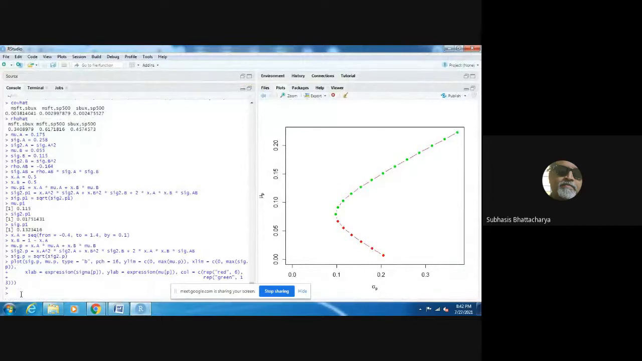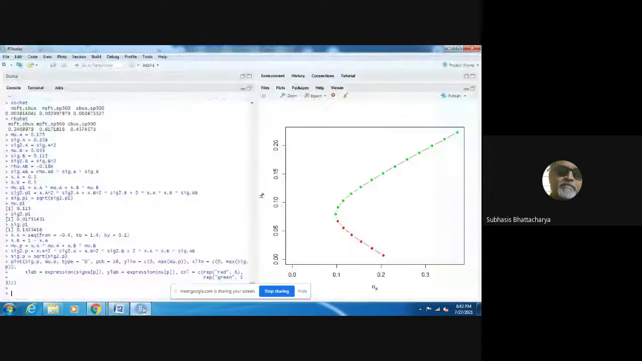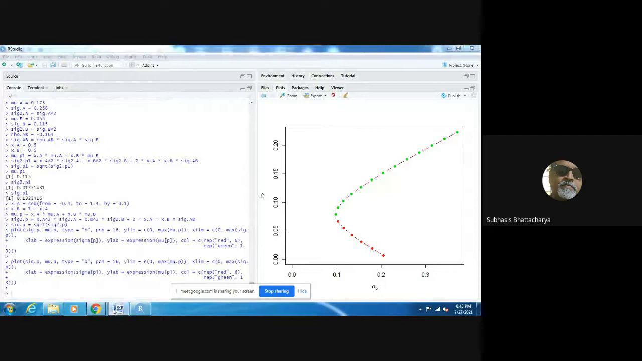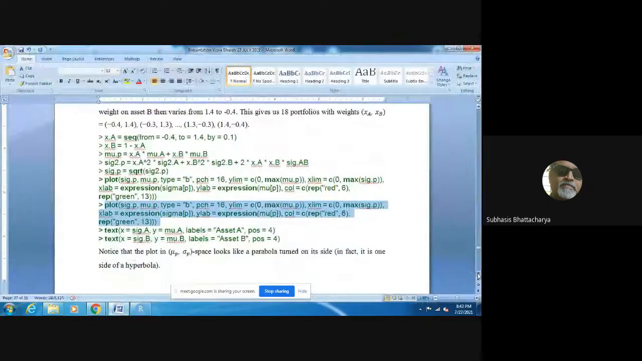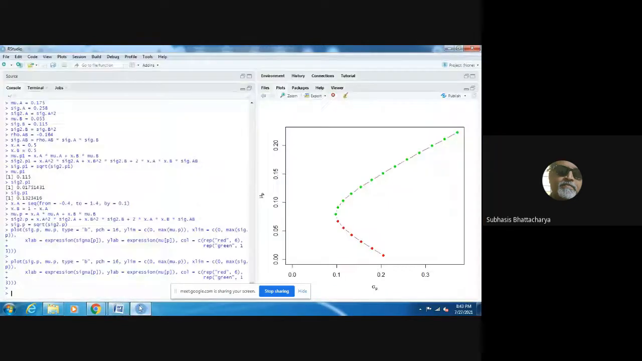So look, that relation comes. It is a parabolic form. The risk-return relation is always in a parabolic form. That is the invention of Markowitz. And we make the plot clearer by adding the axes and adding some points for some particular portfolios.